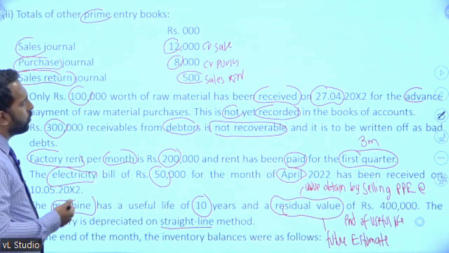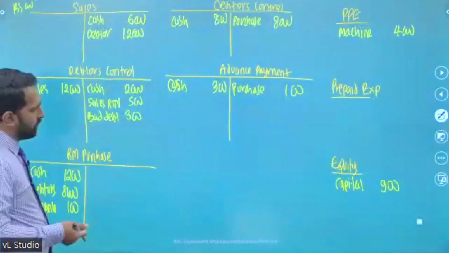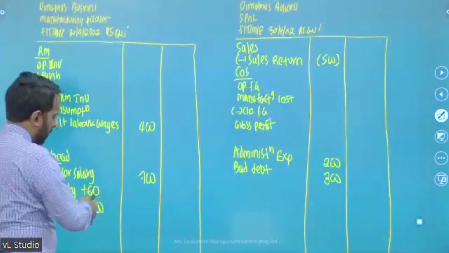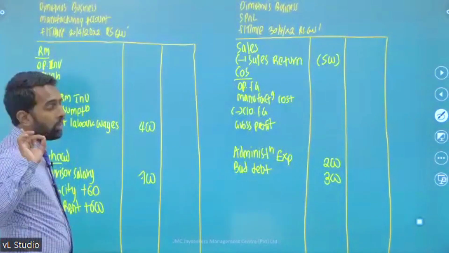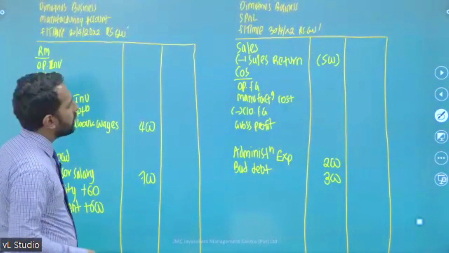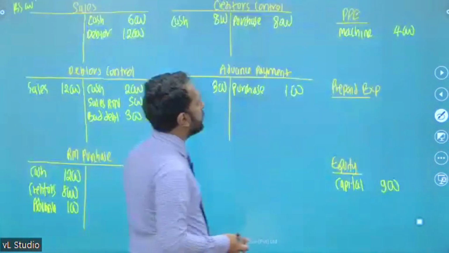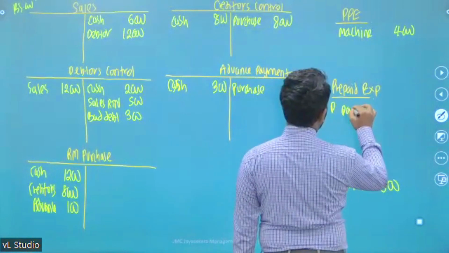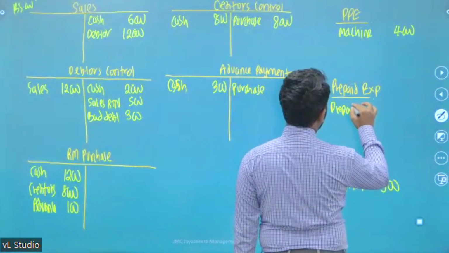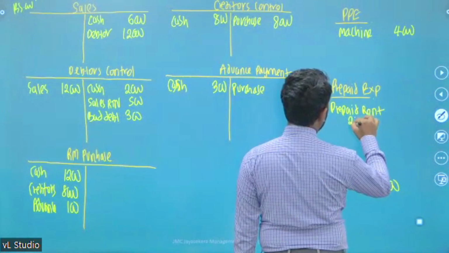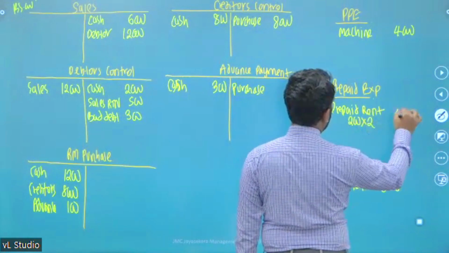Factory rent per month is 200 and the rent has been paid for the first quarter. So we have already paid 600 for the first quarter. We are looking at only 1 month. We have paid 3 months, that means 2 months is prepaid. So my prepaid rent is going to be 200 into 2, 400.